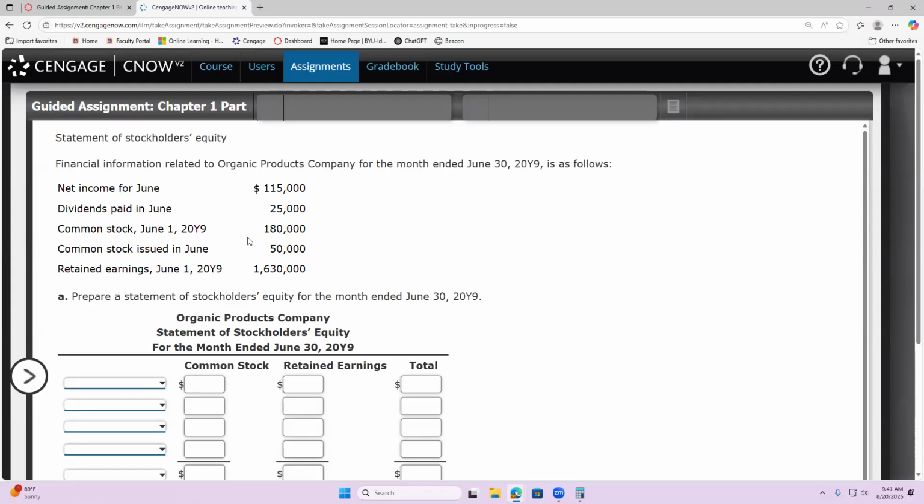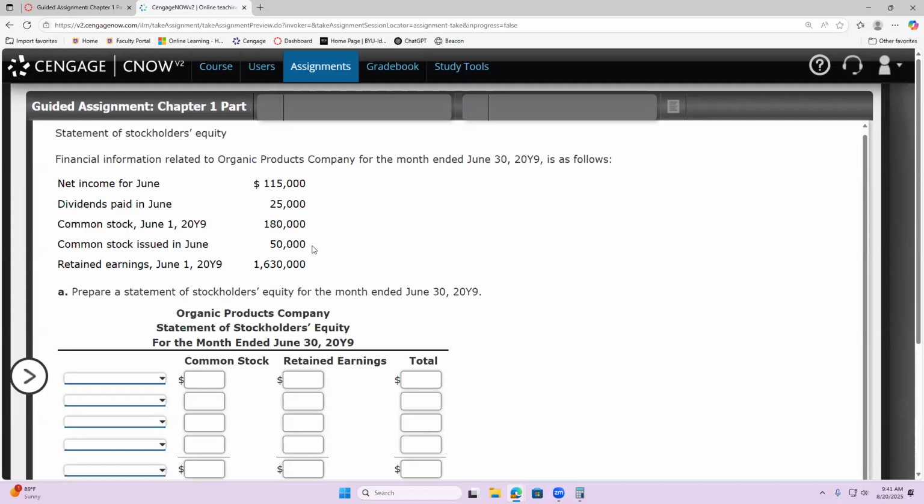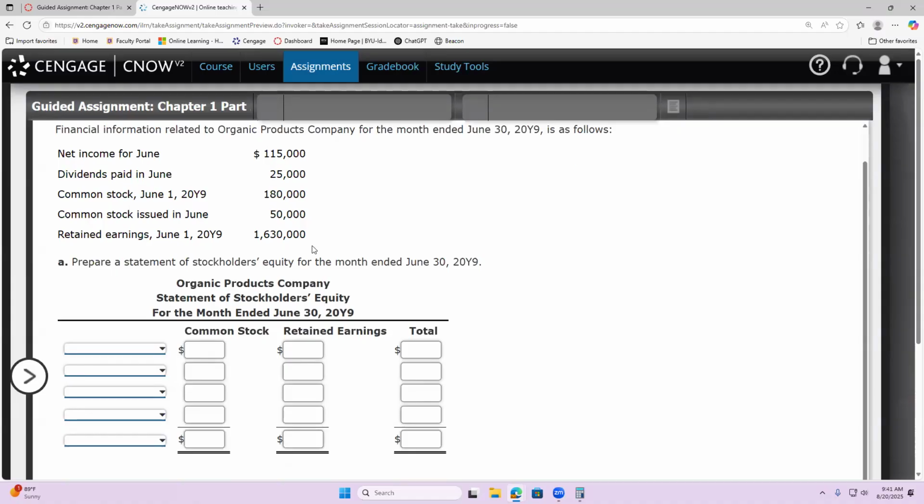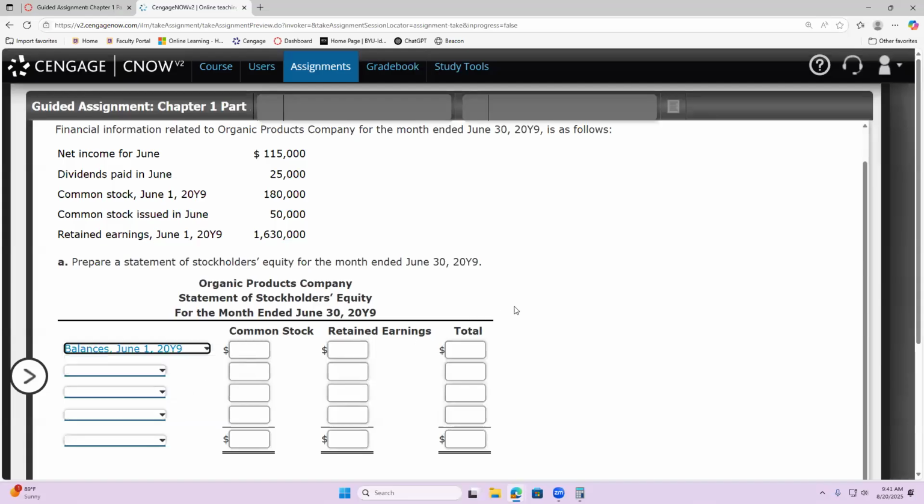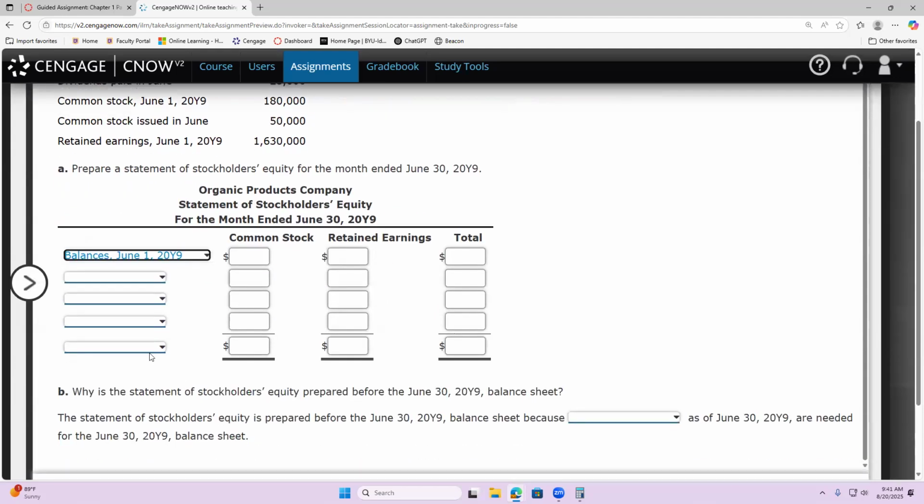We have our common stock amount at June 1st, the amount of common stock issued during June, and then our retained earnings at June 1st. So these always start with the balance at the beginning of the period. They'll use that term a lot too, the period, which just means the time period we're talking about, which is June. And then they always end with the balances at the end of the period.